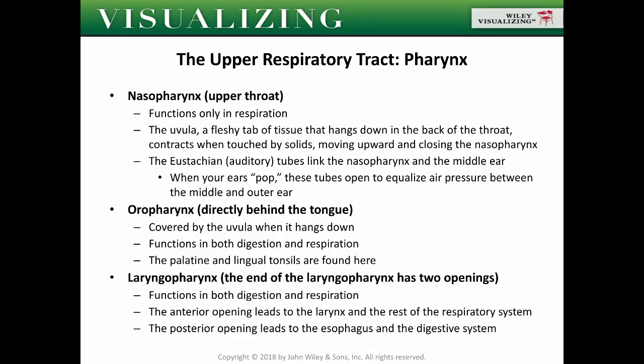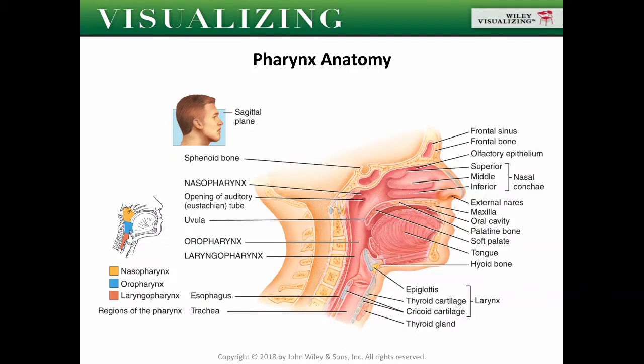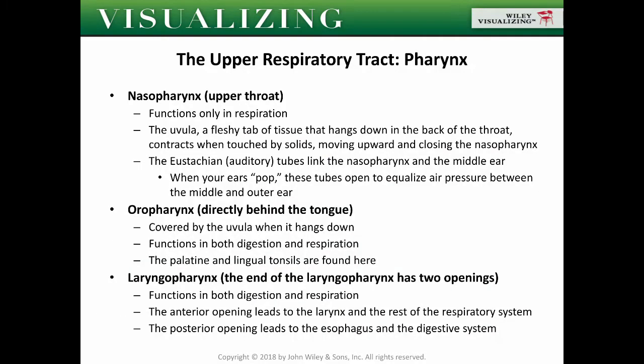So we have the palatine and the lingual tonsils here. Now, when we swallow, the epiglottis here covers your trachea. So it closes there. So it prevents food from entering the trachea, because when food enters the trachea, you will choke, and basically people die from choking.